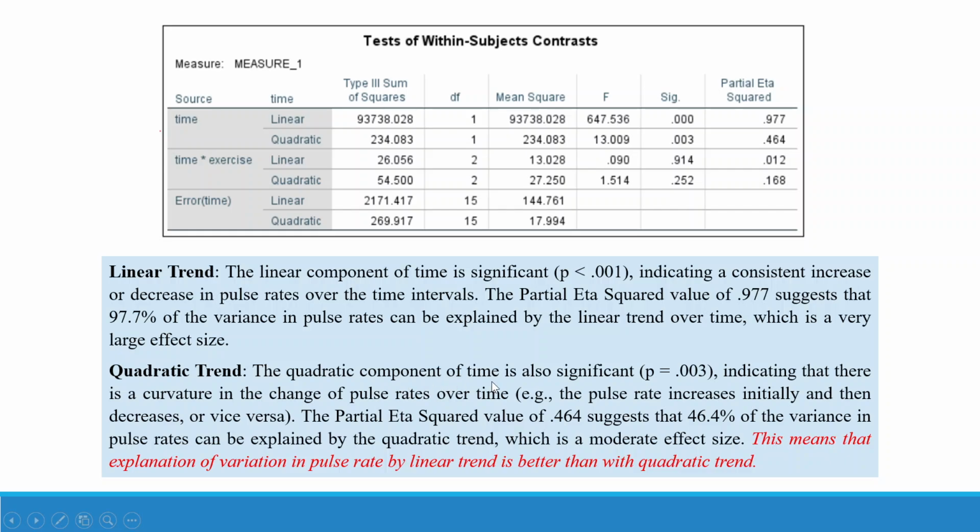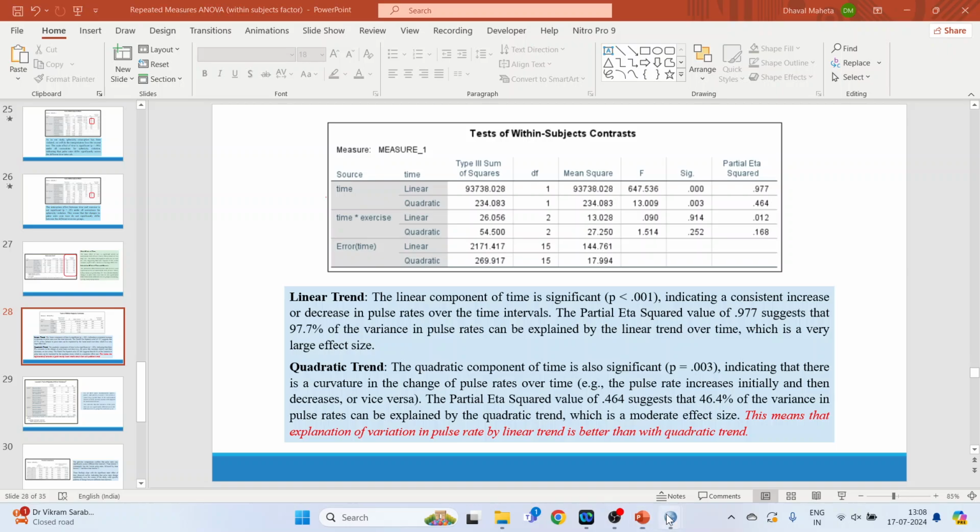The quadratic component of time is also significant as the p-value is less than 0.05, indicating there is a curvature in the change of pulse rates over time. For example, the pulse rates increase initially and then decrease. The partial eta squared value of 0.464 suggests that 46.4% of the variance in the pulse rates can be explained by the quadratic trend, which is a moderate effect size. This means that the explanation of the variation in the pulse rate by the linear trend is better in comparison to the quadratic trend. Now this table, you will get it from here.